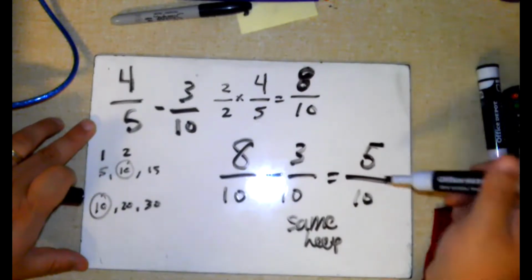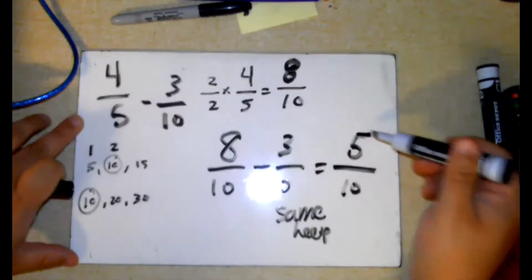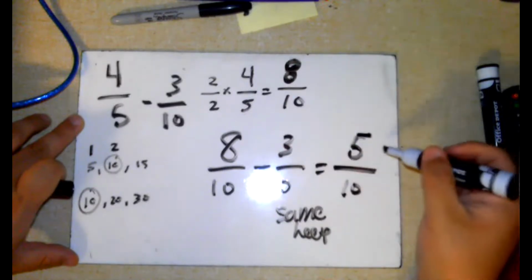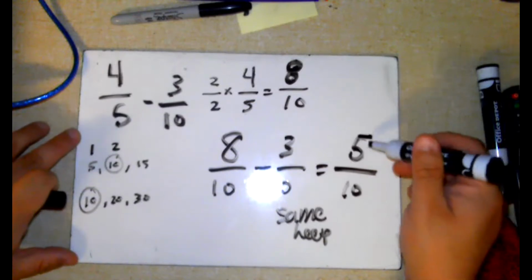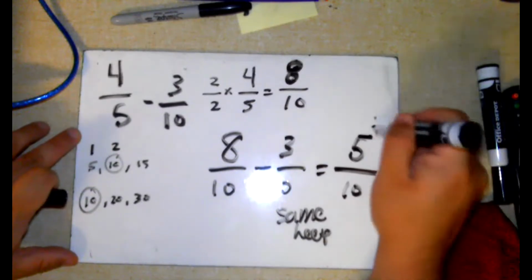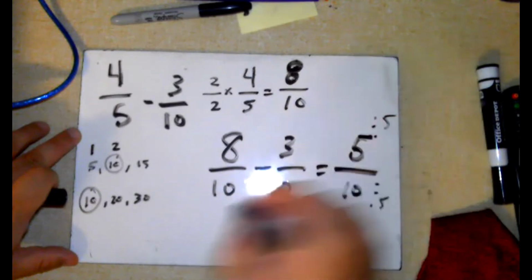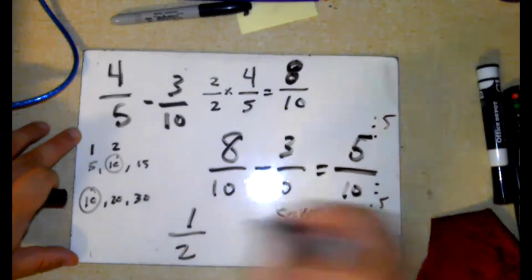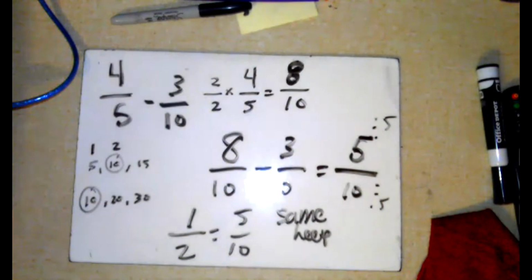But is it in simplest form? Is there a factor we can divide both the numerator and denominator by to get to a lower number? Well, yeah. So I could divide both numbers by 5. 5 divided by 5 is 1. 10 divided by 5 is 2. So I'm going to go ahead and put 1/2 in here.